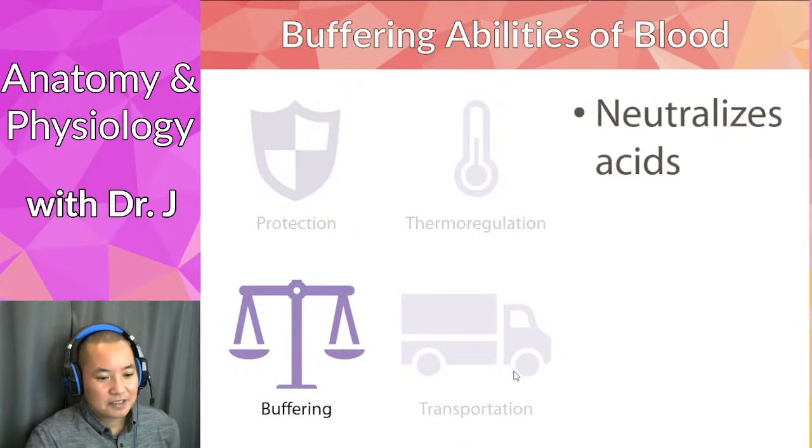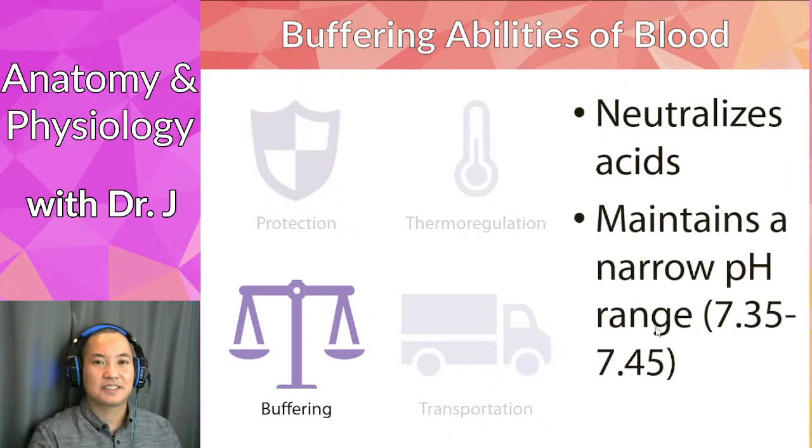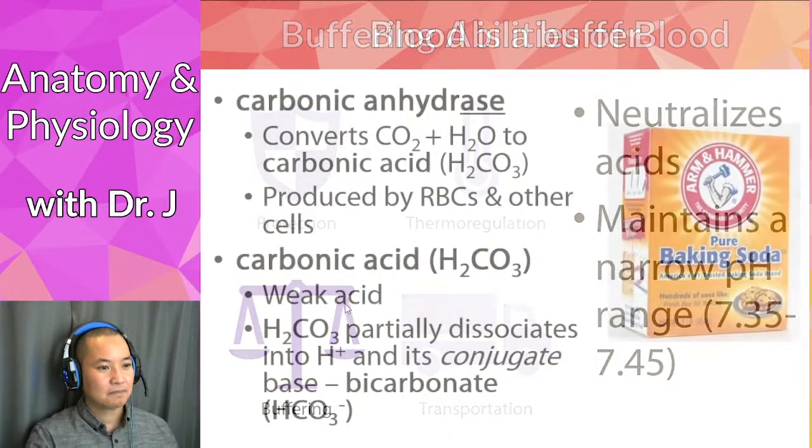All right, so buffering we'll talk more about later on in the semester, but one thing is that it's very important in neutralizing acids, but also maintaining this normal narrow pH range of your blood. So it's not 7.3 to 7.4, it's 7.35 to 7.45, so that 0.05 is very important. It's not a 0.5 range, it's a 0.05 range.